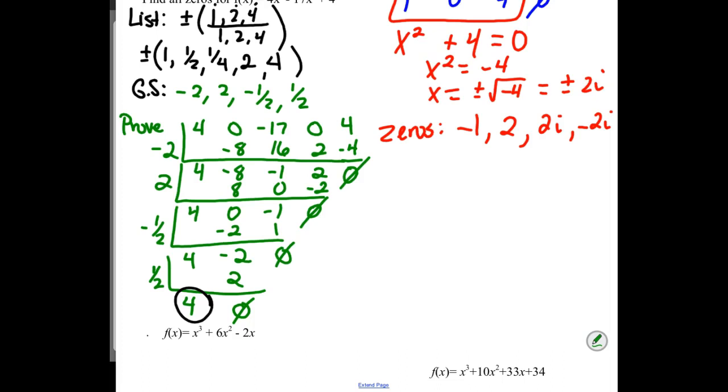My zeros are positive and negative 2, positive and negative 1/2. I have found all 4 and I've proved them all synthetically, okay?